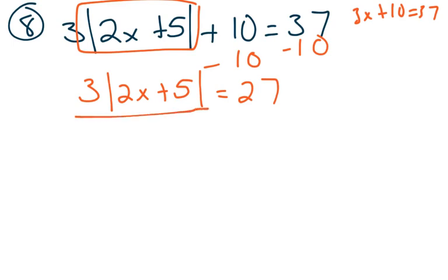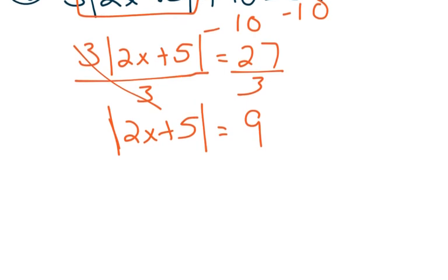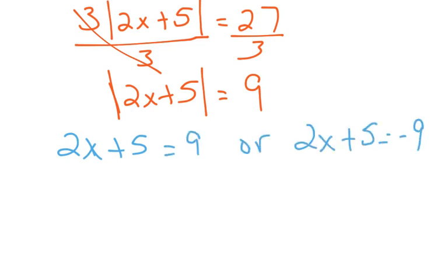Now we need to get rid of the 3 out front. 3's cancel. Absolute value of 2x plus 5, 27 divided by 3 is 9. We've got the bracket by itself, it's equal to a positive number, it means we have solutions, 2 of them. So let's go ahead and split this apart. 2x plus 5 is equal to 9, or 2x plus 5 is equal to negative 9.